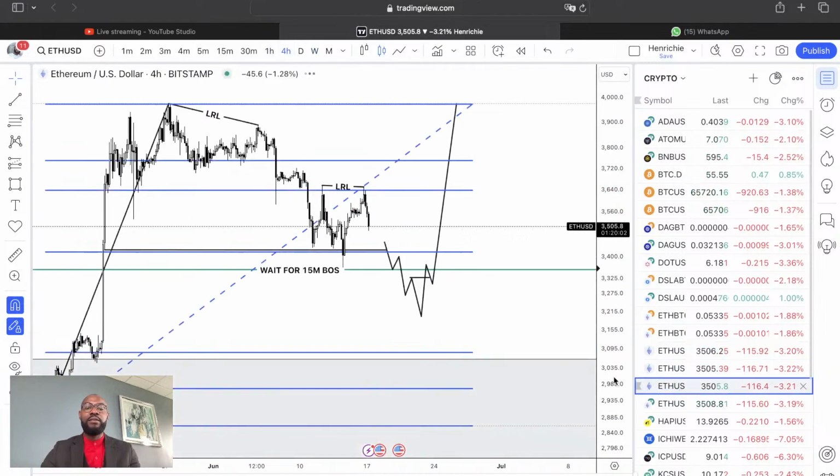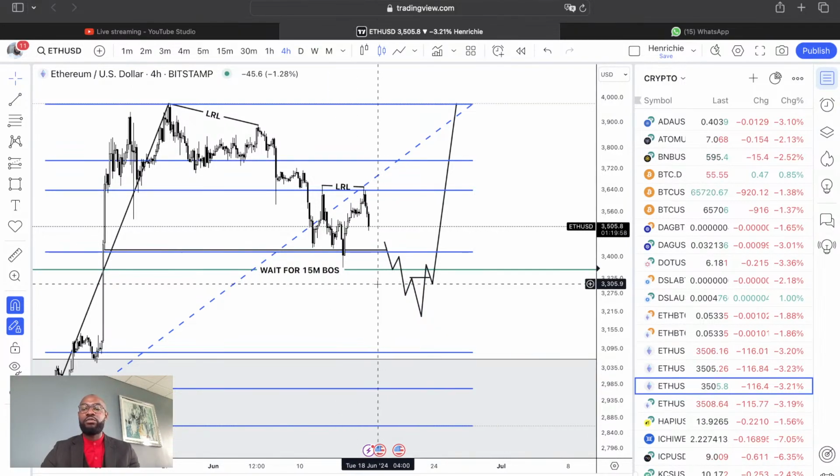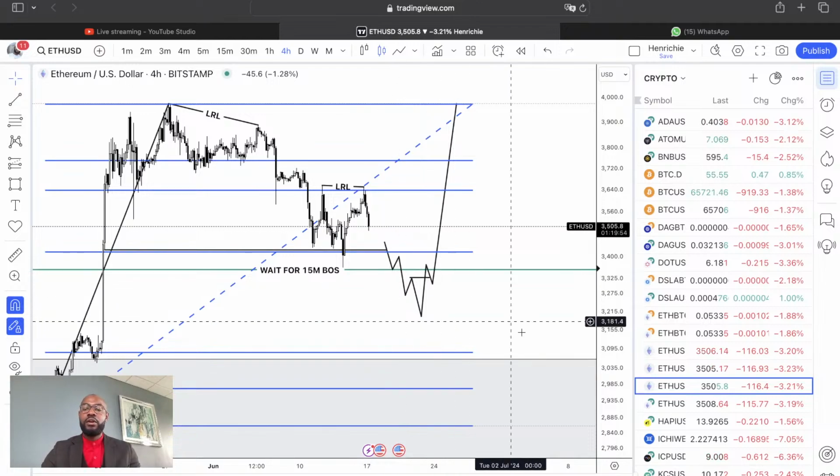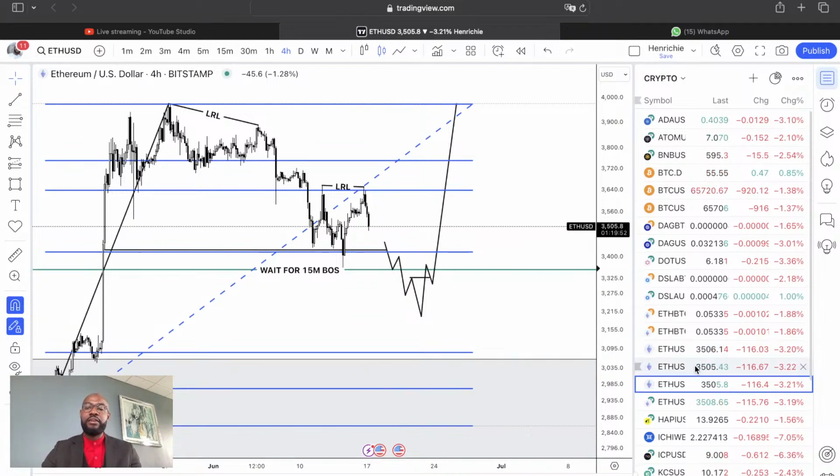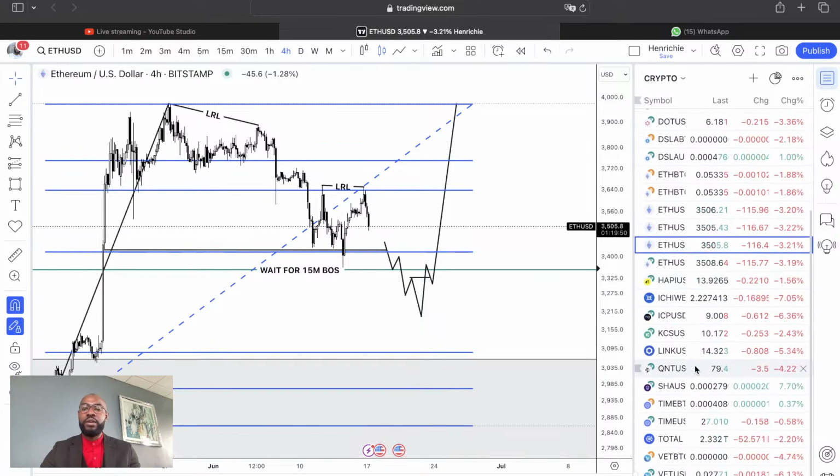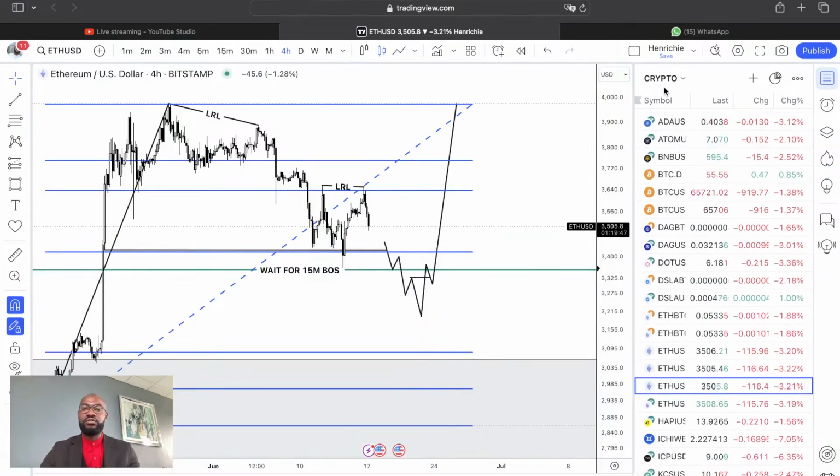So this key level is the factor that could potentially take us higher. Mitigating here is very crucial for me to look for potential buy setups on Ethereum. So that is my analysis on Ethereum US dollar. If you do have any questions based on that, feel free to drop it in the chat.